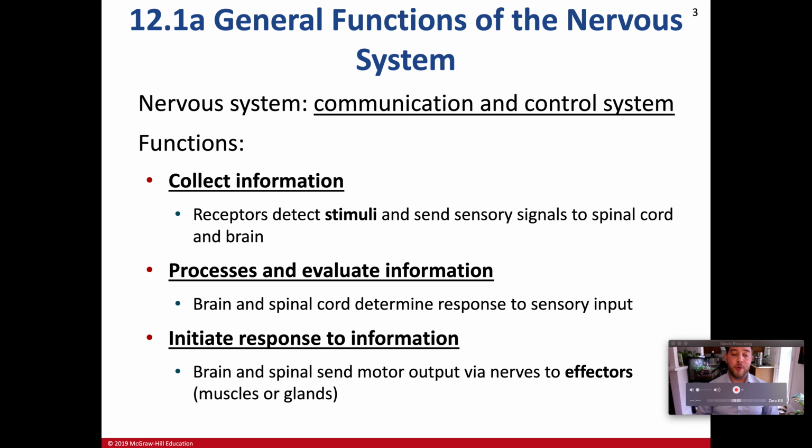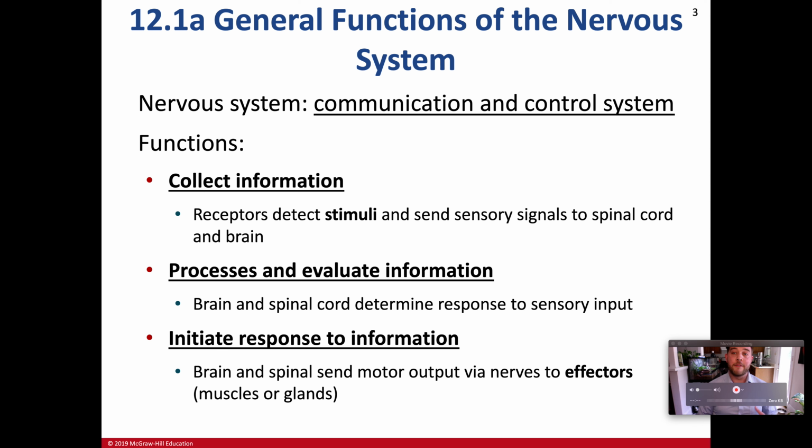It processes and evaluates information. So you have interneurons in your central nervous system that are going to receive that sensory information. They're going to process it. They're going to decide, does something need to be done, what needs to be done, and then they're going to send that information out. They're going to direct that information where it needs to go. And then initiating response to information.